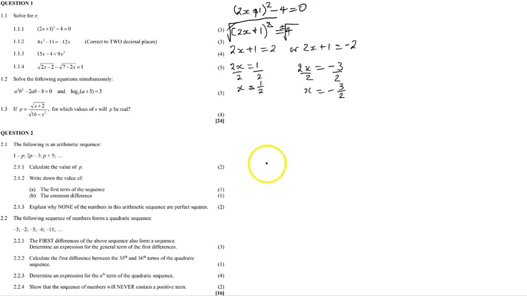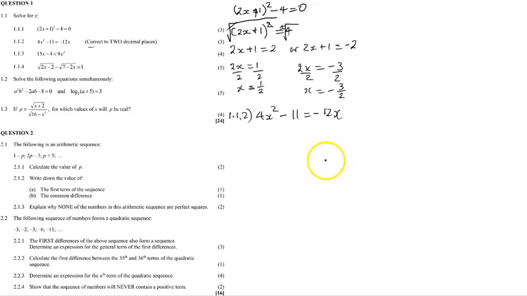And then we move to 1.1.2. Our 1.1.2 says 4x squared minus 11 is equal to negative 12x. So you just transpose the negative 12x to the left hand side, and then you factorize if possible. If not, since the answer is required correct to 2 decimal places, you are going to use the quadratic formula.